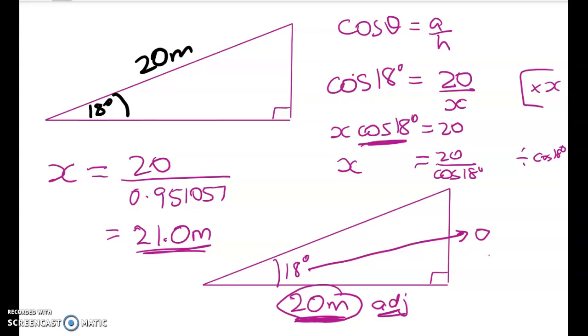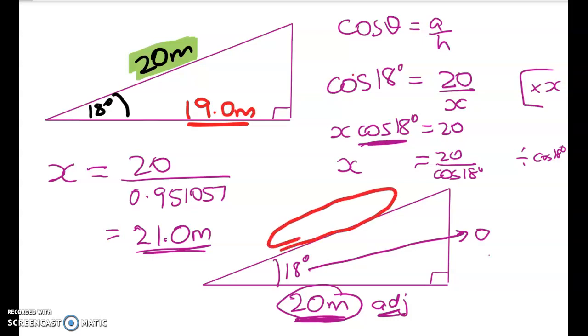Well, in the first one, this is the hypotenuse. It's got to be longer than my answer, right? And so in this one here, we found that this side length was 19.0 meters long. In the next one, we're trying to find this length here. So it's got to be longer than 20 meters, and it's 21.0 meters long.